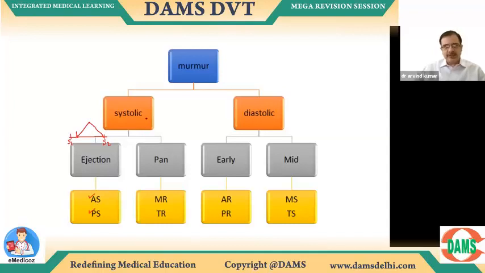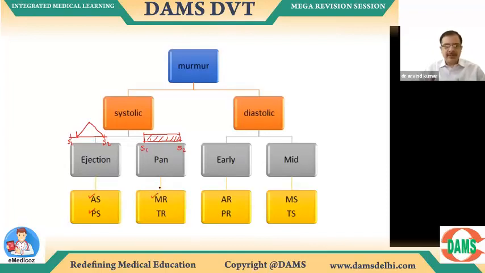The second systolic murmur can be a pan-systolic murmur, and we can understand it with the help of a diagram. Pan-systolic, as the name suggests, means the murmur will be heard throughout systole. This is S1, S2, and this murmur starts from S1 and ends at S2, like this. It is almost a uniform murmur, and some books say holosystolic murmur as well. Regarding valvular heart disease, it will be mitral regurgitation and tricuspid regurgitation.